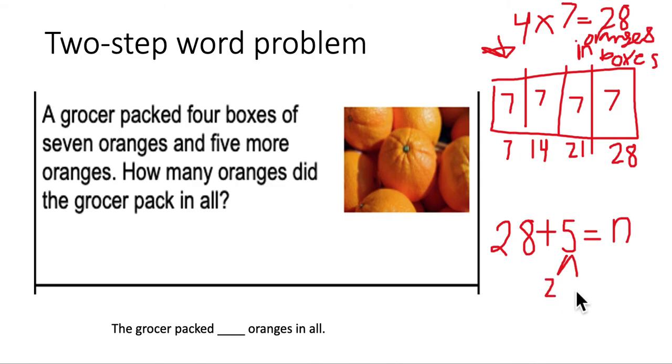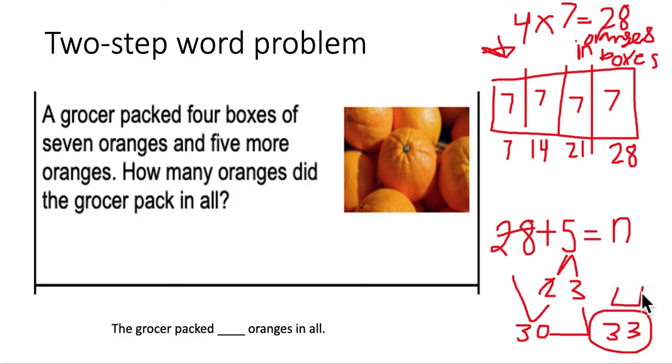I could turn this into a 2 and a 3. 28 plus 2 equals 30. Cross this out, cross this out. 30 plus 3 equals 33. So n would be 33. That means over here, the grocer packed 33 oranges in all. We first used multiplication as our first operation, and our second operation was addition.